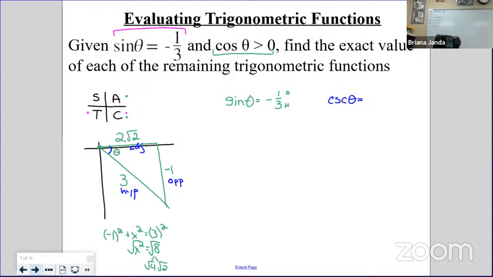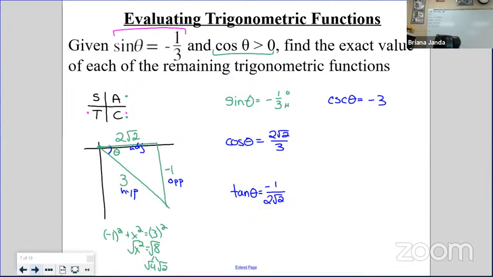If sine is -1/3, cosecant is -3, right? We can just turn that one upside down. The rest, we're going to go back to our triangle to help us here. Cosine of theta is going to be our adjacent side, 2 square root of 2 over our hypotenuse. Tangent is our opposite over adjacent. So our opposite is -1. Our adjacent is 2 square root of 2.